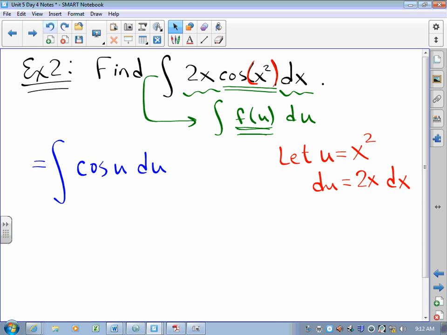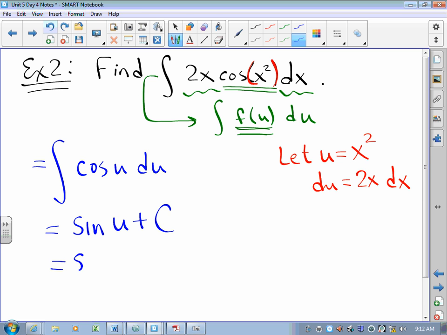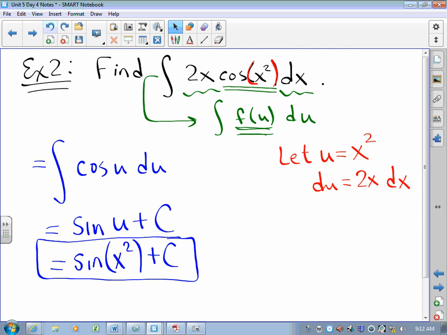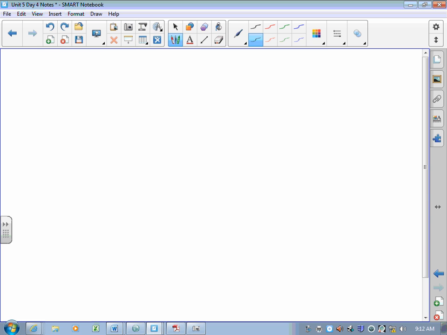Everything that looks like x is gone. It is replaced by something that looks like u. Now, the upside for us is that the integral of cosine u is very easy. The integral of cosine u is sine u plus a constant. And I know what u is. That's the sine of x squared plus a constant, which is exactly what we thought this should have been in the first place. All right?